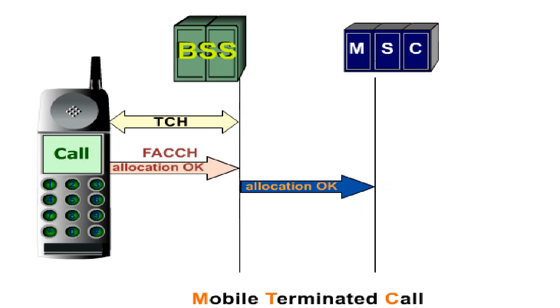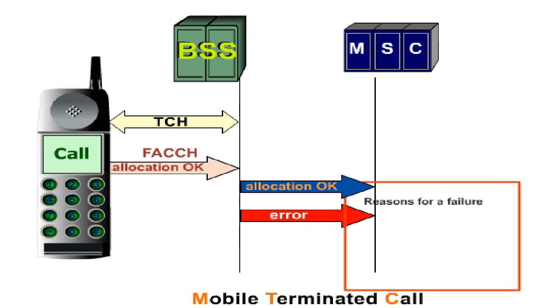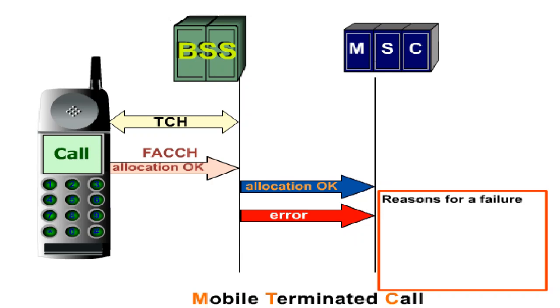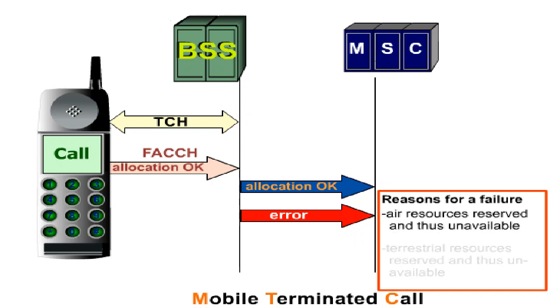If the channel allocation is unsuccessful, the BSS sends an appropriate error message to the MSC about the reason for the failure. Possible reasons for a failure are that either air or terrestrial resources were reserved previously and are thus unavailable.